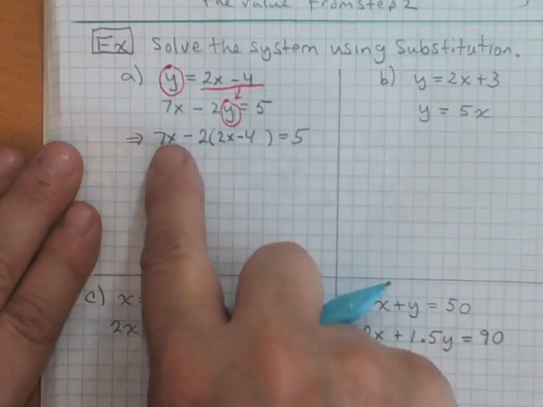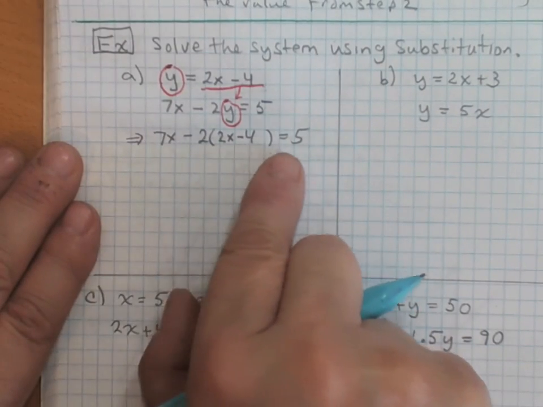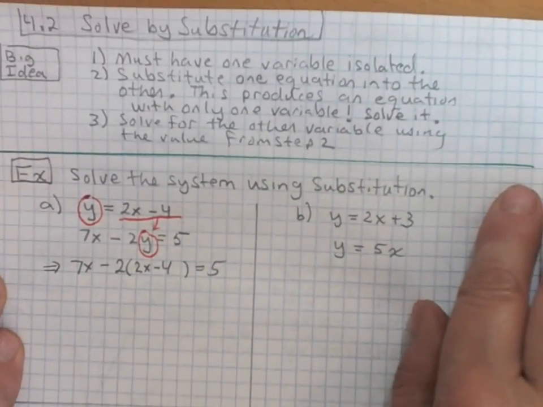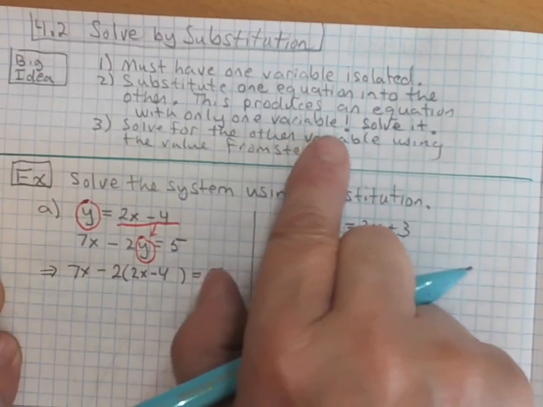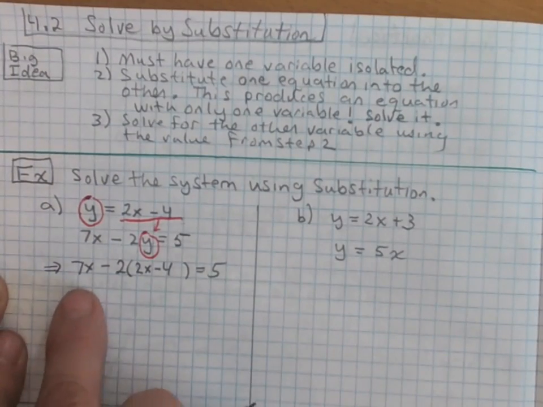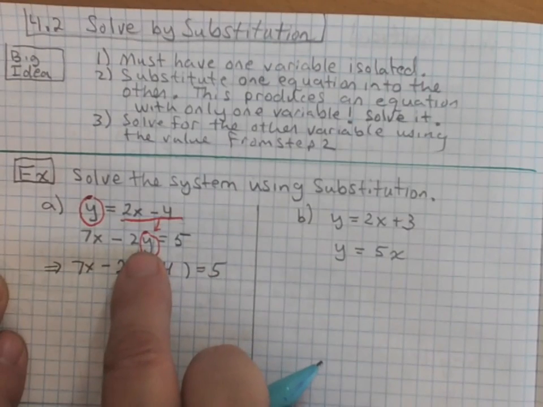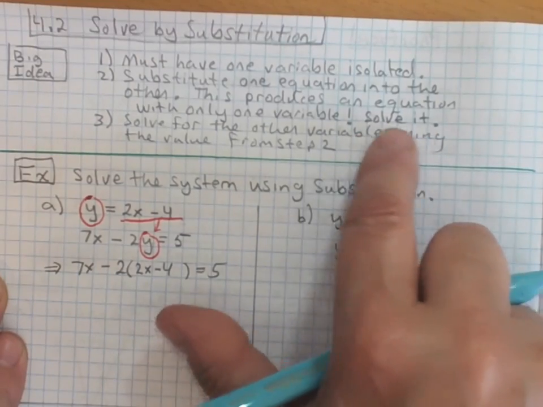Now look at what we have after I did that. There is no more y left. That's the key, and that's what I meant up here. This produces an equation with only one variable, and that's what we have. We only have the variable x. So we've essentially gotten rid of the y using substitution. What we have to do once we get to that is to solve that equation.